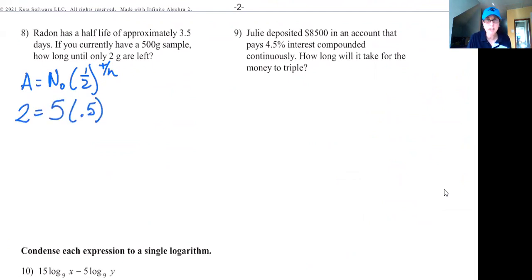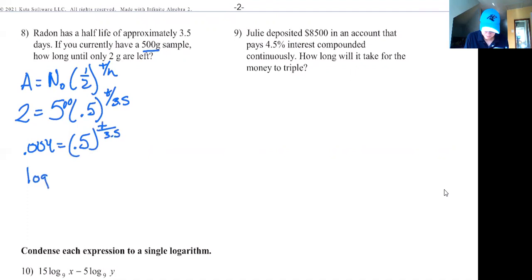I'm going to tell you what, I do not like to write the fraction. I like to write 0.5. So it's just cleaner. So t over my half-life of 3.5. Okay. We're going to divide both sides here by, oh wait, sorry, 500, right? It's 500, not 5. Big difference. So I divide everything by 500. So I've got 0.004 is equal to 0.5 raised to the power of t over 3.5. I'm going to go ahead and write that as a logarithm. So I will say log, and my base is 0.5, of 0.004 is equal to t over 3.5. Right, those are glued together with division.